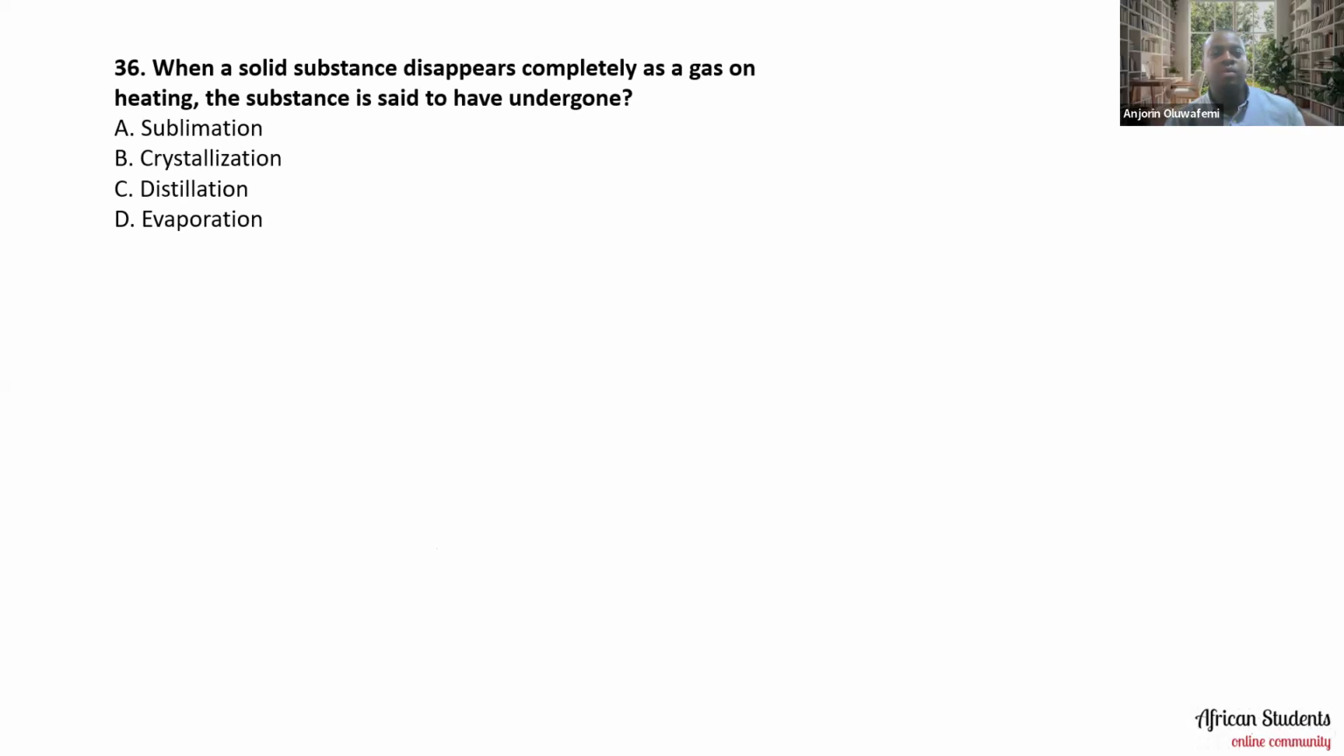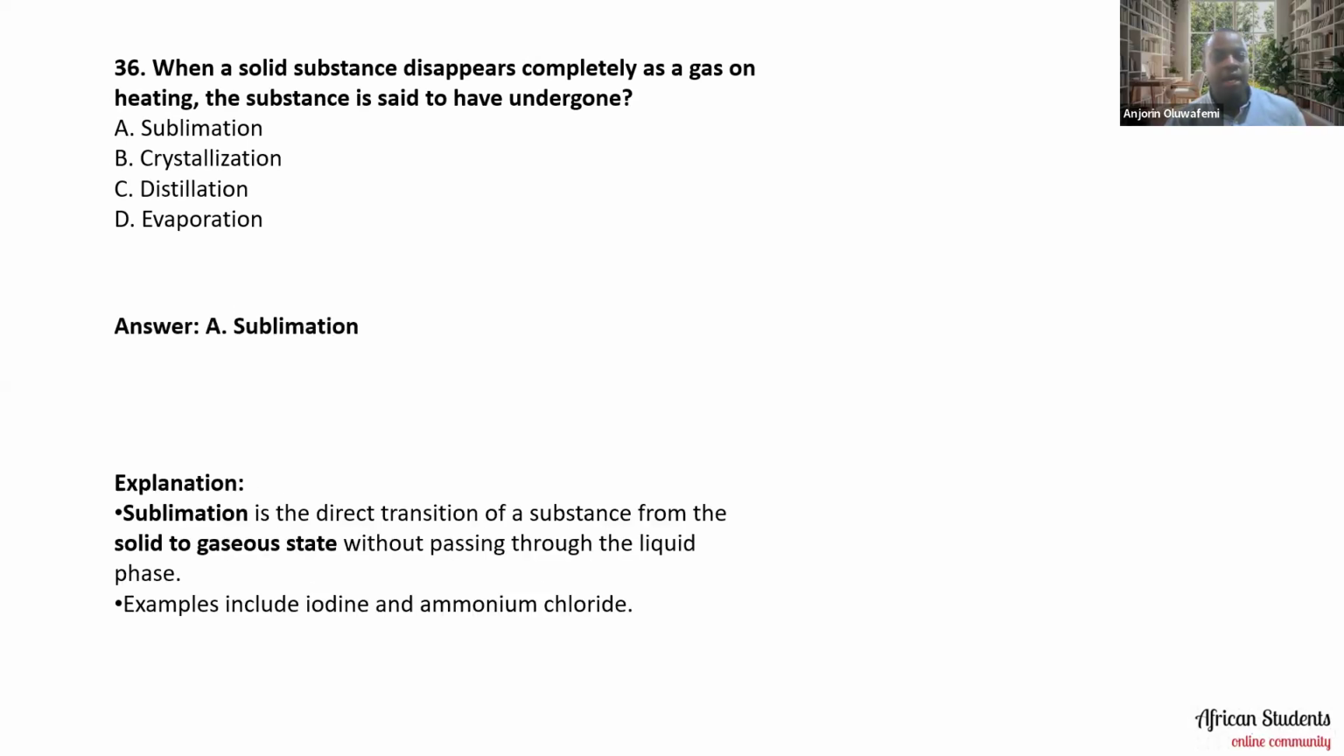When a solid substance disappears completely as a gas on heating, the substance is said to have undergone, is it A, sublimation, B, crystallization, C, distillation, or D, evaporation? The answer is sublimation. Sublimation is basically the direct transition of a substance from the solid to the gaseous state without passing through the liquid phase. Okay. Examples include iodine and ammonium chloride. Okay.